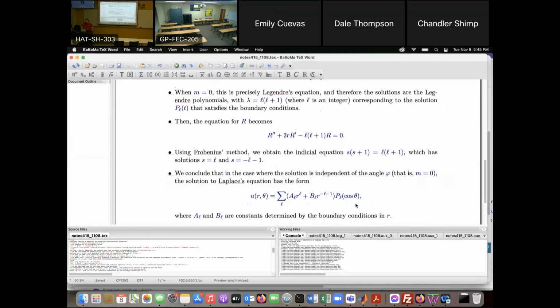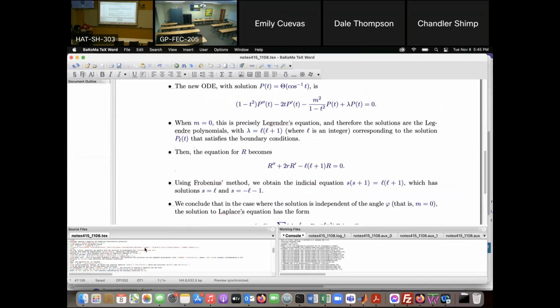I will go into an example next, but are there any questions about this process? Yeah. How did you get s equals negative L minus 1 from the quadratic equation? I think I can.